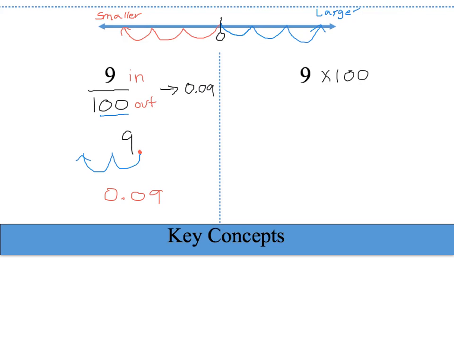On the other hand, if we had 9 times 100, I know that this number is getting larger because we are multiplying. But instead of multiplying, I can use this shortcut. I know that the decimal is going to be behind the 9. I know when I multiply a number, the number gets larger.